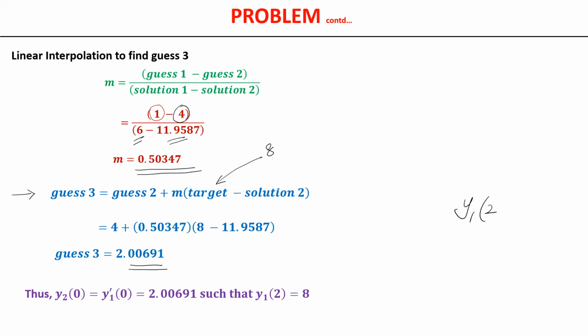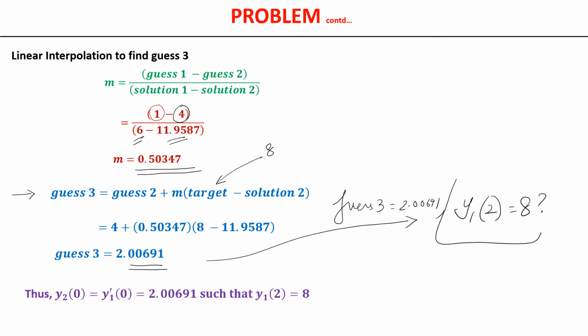Now let us check whether, by taking guess 3 to be this value, my end result, which is y1 at 2, will be equal to 8 or closer to 8. If guess 3 is equal to 2.00691, will this be satisfied? Yes or no? We shall apply this in our Matlab tool again and check.